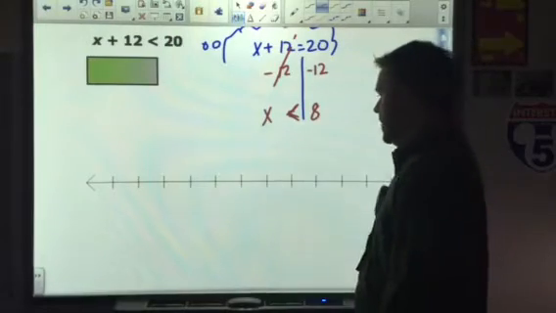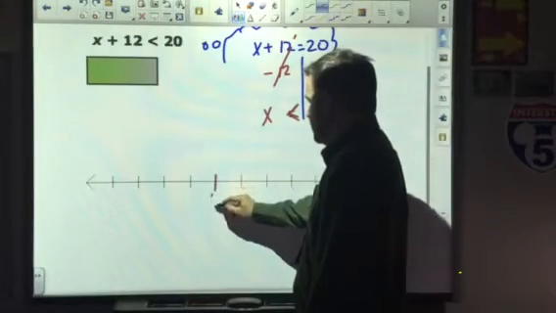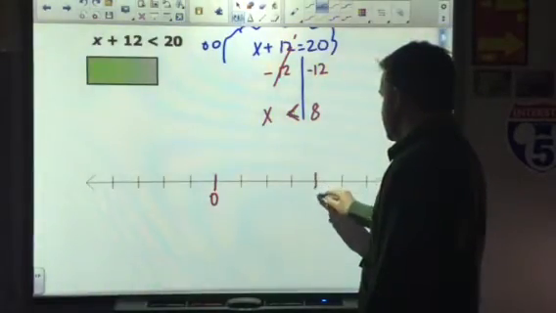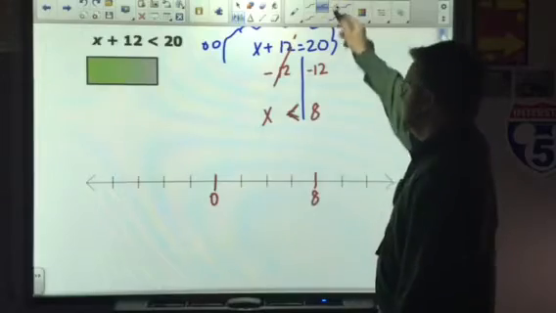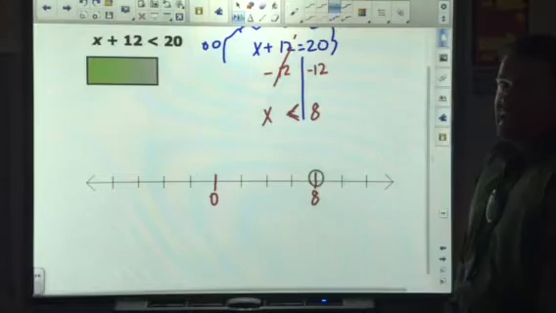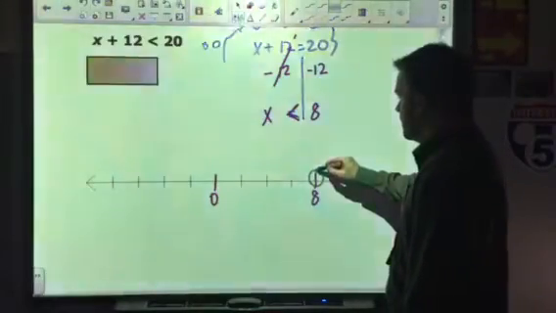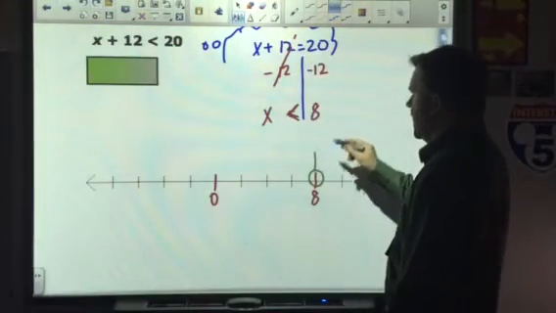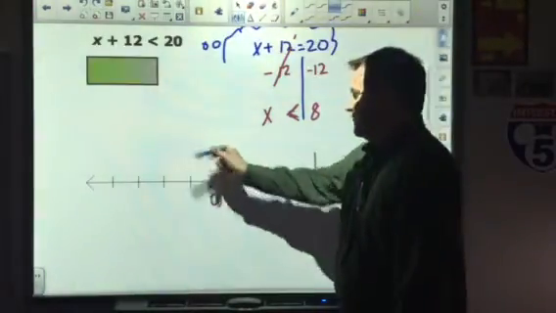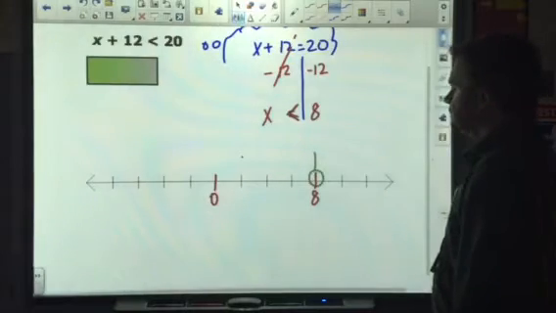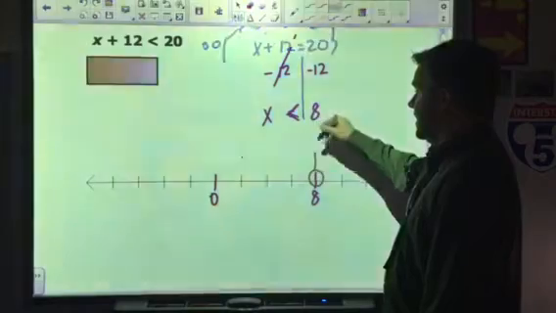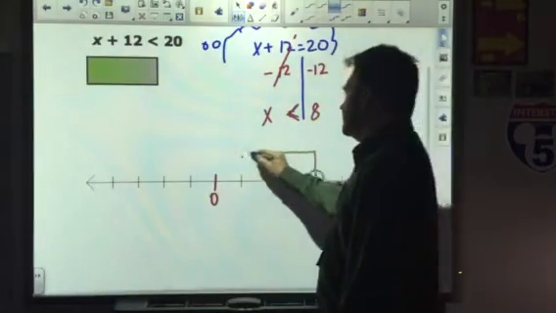Just draw a basic number line. I'll just put a 0 here, 2, 4, 6. I'll make this my 8. The way I do this, I say something is happening around 8. Then I draw a little flag up, and I have to figure out which way I'm going to go. Am I talking about everything to the left of 8 or everything to the right of 8? Go back to the inequality where it says x is less than 8. So it's talking about everything that is less than 8.